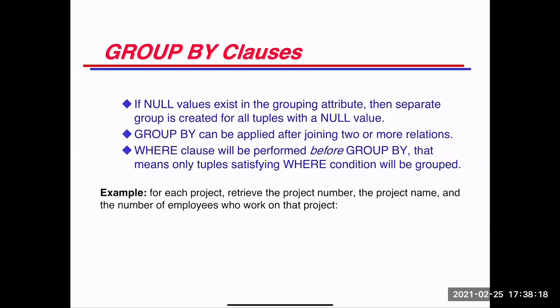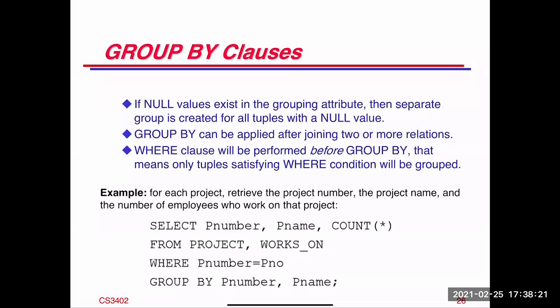And I guess nobody feels like solving this query now, so let me give you the answer. As we said here, we want to select for each project. So we're going to select from project the project number, project name, and the number of employees who work on that project. Since we're looking at the number of employees working on a project, we need to also select not just from the project table, but also from the works on table. So we're going to join these two tables, works on and project, using this join condition here, p number equals p no. All right, so now we have this join table.